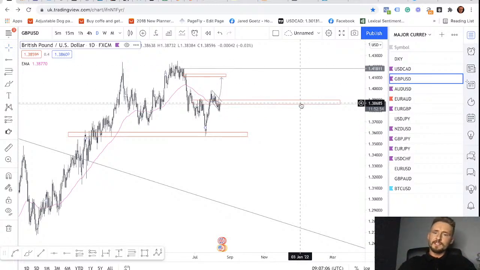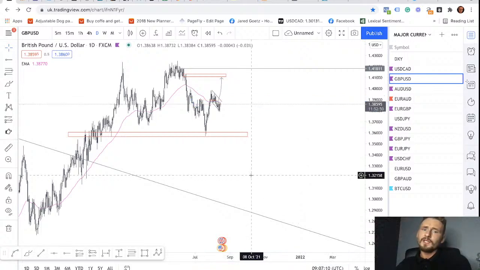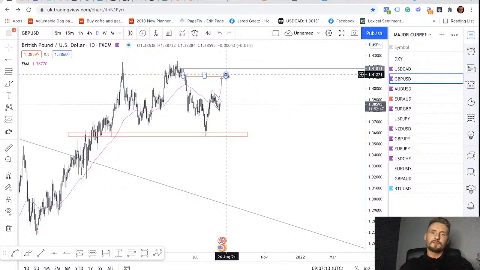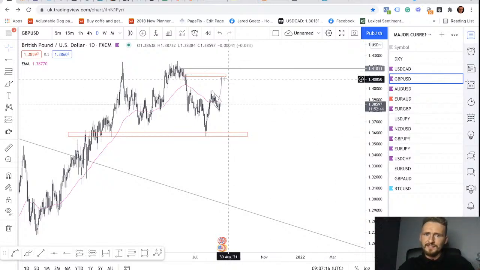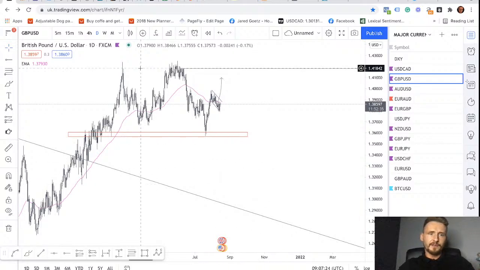I'm going to remove this because you can see, hopefully, we have a small flag pattern, and I do think that we are going to get that continuation. I'm actually going to take this away because I do think we will hit the highs around 141.800. So let's go back to that.